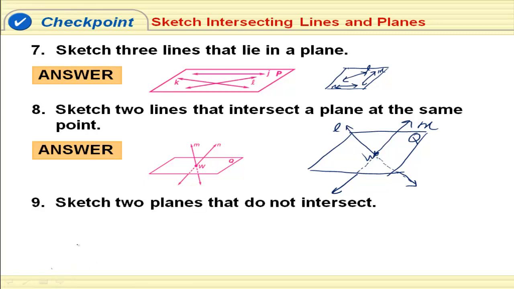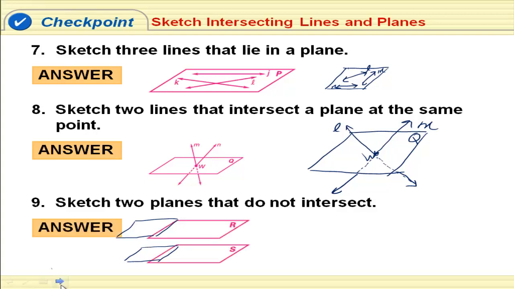And one more sketch. Two planes that do not intersect. Well, I can draw one on top of the other like this. And this looks like two planes that do not intersect. And here's the drawing. And remember to label your planes. There it is.